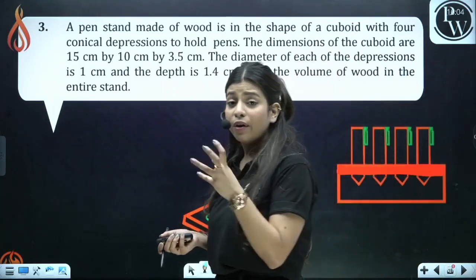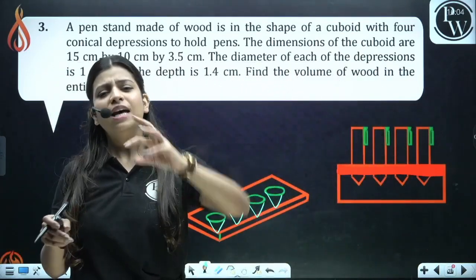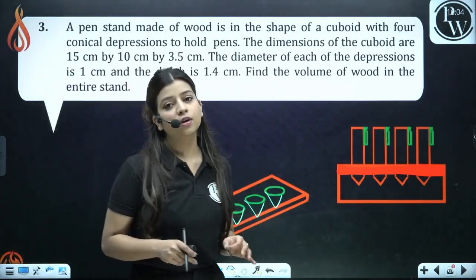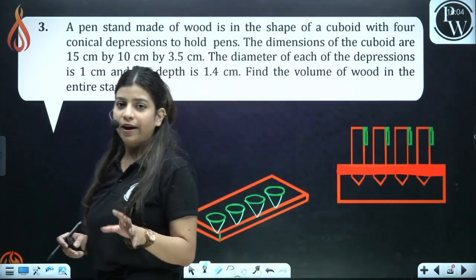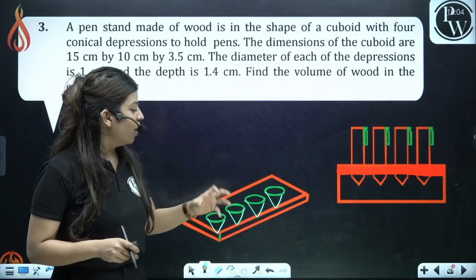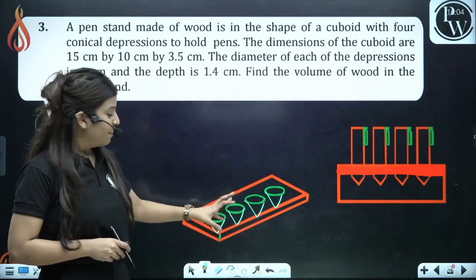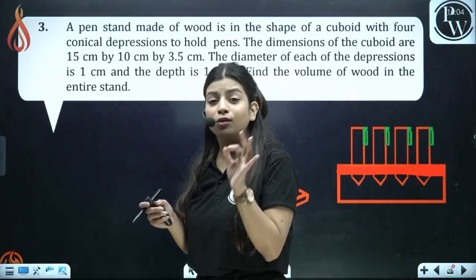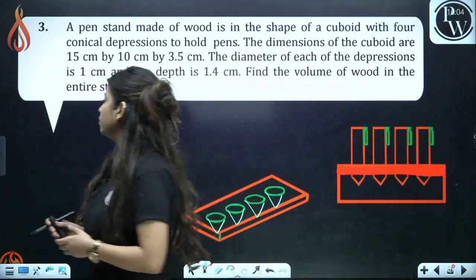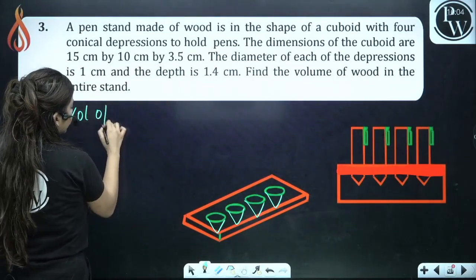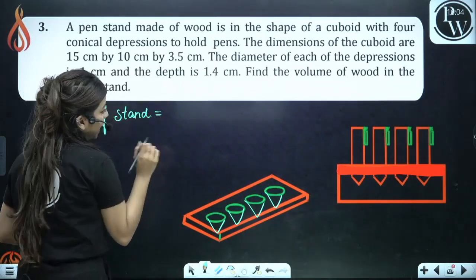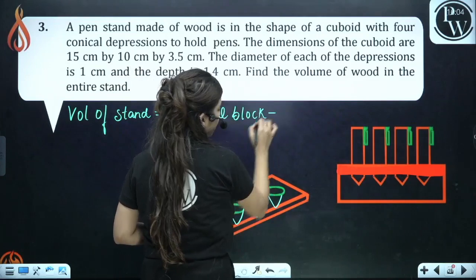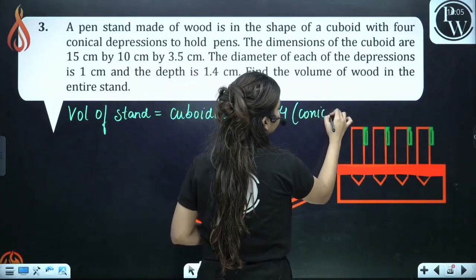If I look closely, there is a cuboid which has conical depressions in it. So when there is something which is coming out of something, then the volume is what? The volume is subtracted from that particular figure. For example, in this particular stand, the base is cuboidal, but the conical sections are removed from this cuboidal box. So we do not have to add the volume here, we have to subtract. How do we calculate the volume of the entire stand? The volume of the stand is calculated as the cuboidal block subtracted by 4 conical depressions, because this has 4 conical depressions.